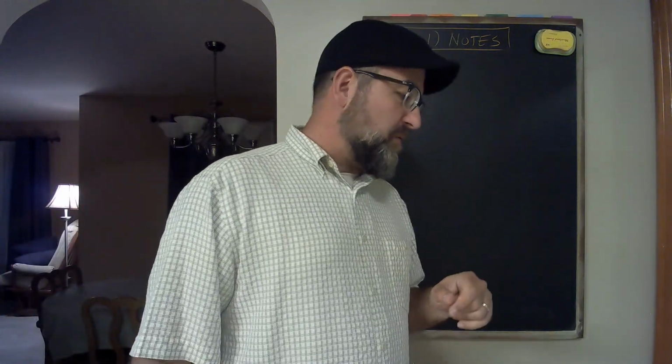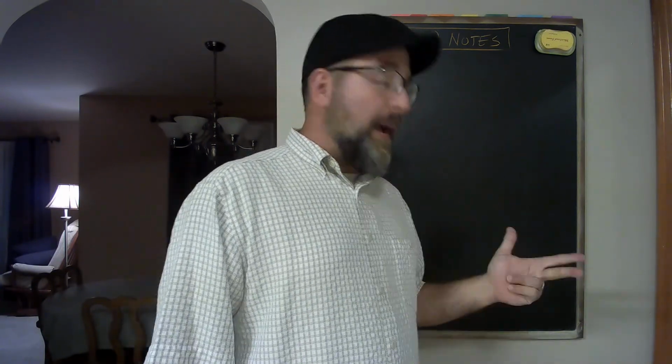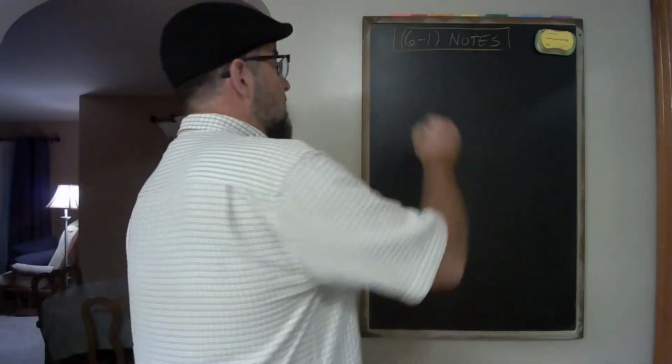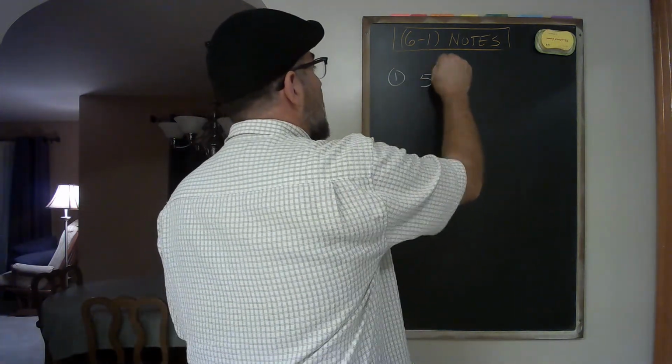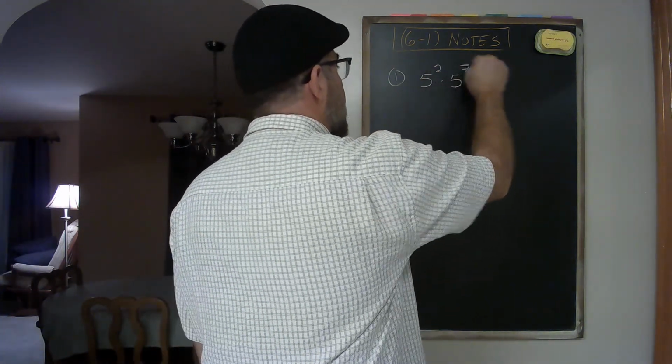Okay, so let's take a look at the second example set of problems. Here we're putting to use the product of powers, the quotient of powers, and the powers of powers properties. So we have these 9 examples. Let's begin. Number 1. Number 1 has 5 to the 2 times 5 to the 7.